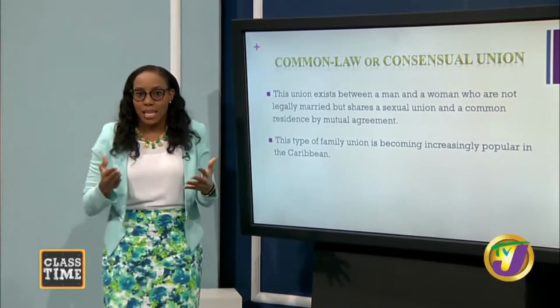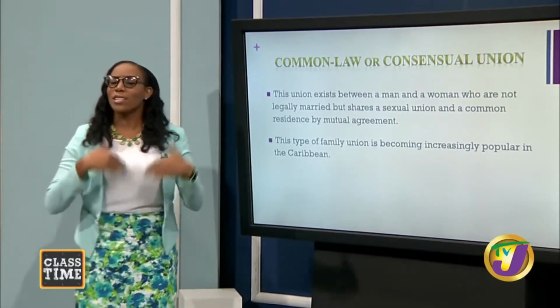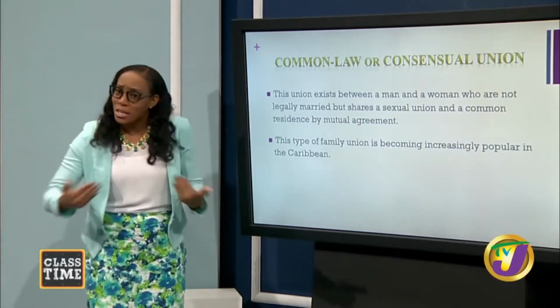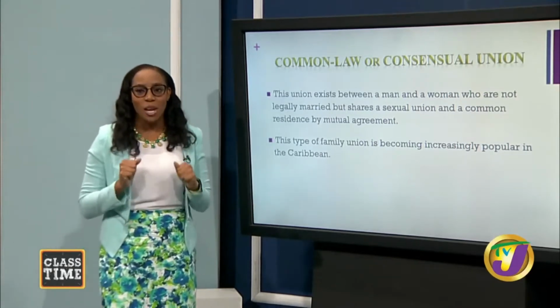So in essence, while marriage is the legal way to go, we do not condemn the children that came as a result of the common law union. We don't tell them off for their parents not being married. You get what I'm saying? Right. So that is common law union.